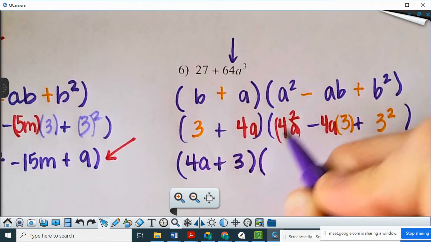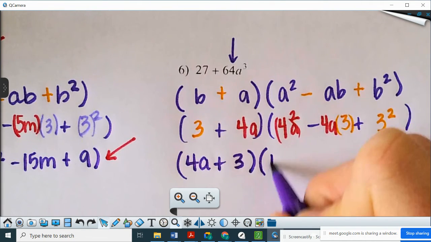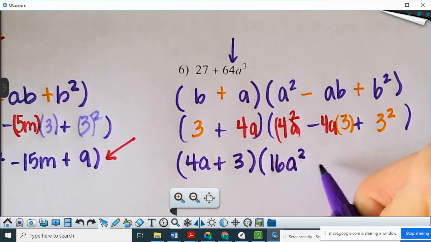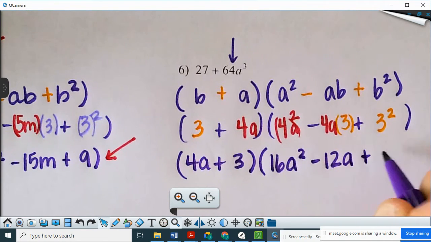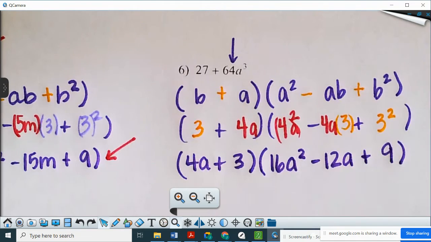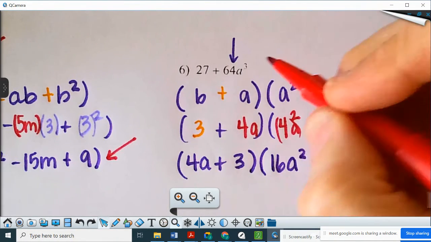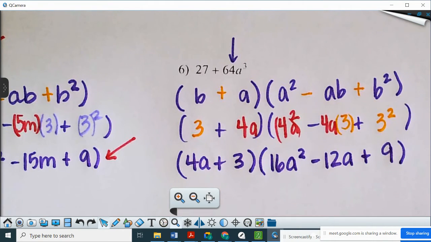So 4A squared, 4 squared is 16 A squared. Negative 4 times 3 is a negative 12A. And then 3 times 3 is 9. And again, if you... Could you do one where the A is negative? Oh, yeah, we're going to get there. I'm just trying to beat your head in with the addition. Yep, next page is all subtraction.